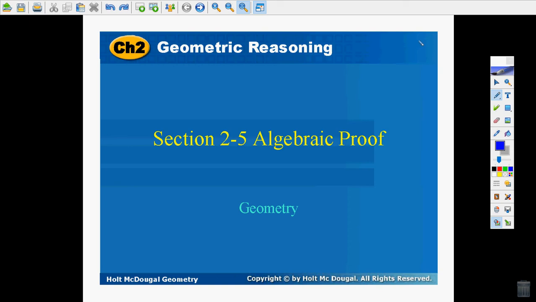5 algebraic proof. This chapter you may have heard me say or may have heard from other students, but it does seem to be the most difficult chapter. Not that it requires a lot of work because we only do 2 or 3 sections in chapter 2. It's just overall it's a concept that you haven't yet worked with in math, and proofs seem to be tricky. So I'm going to try to do the best I can explaining it over video.